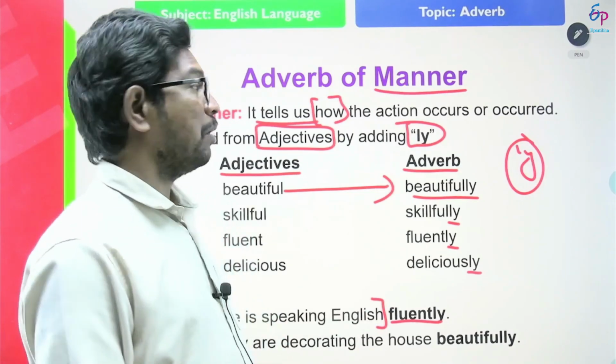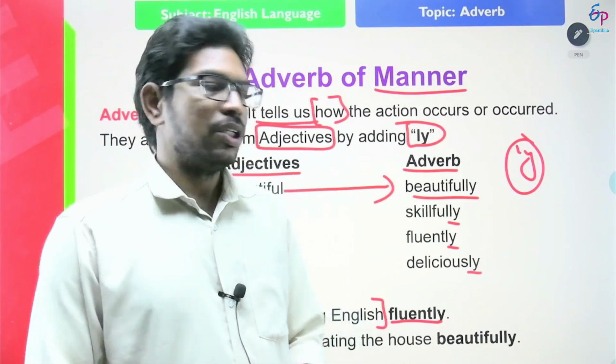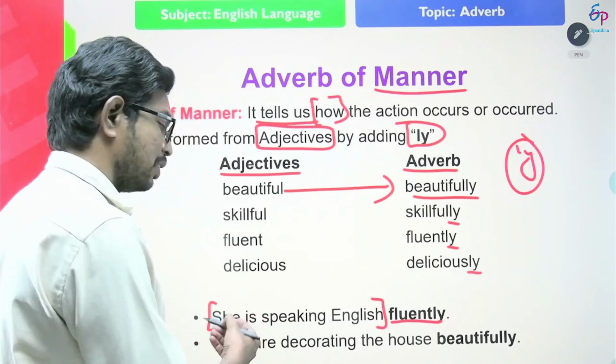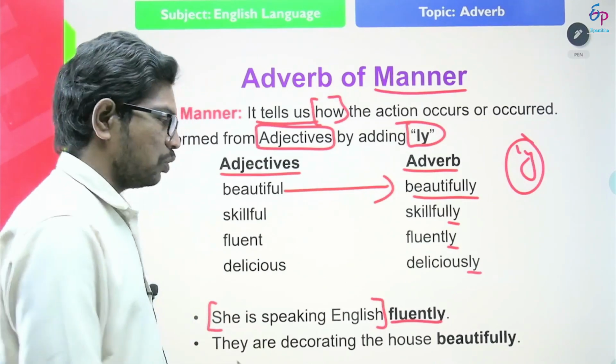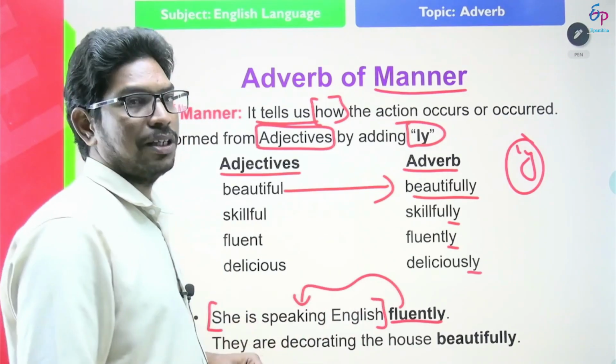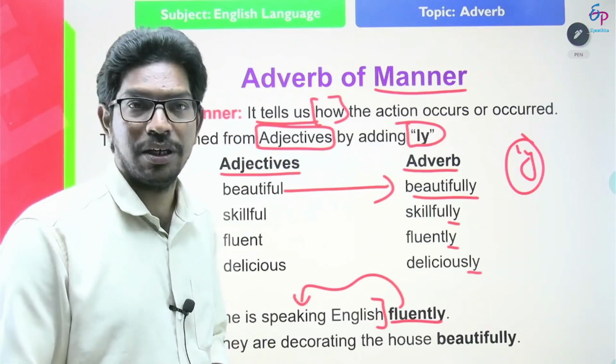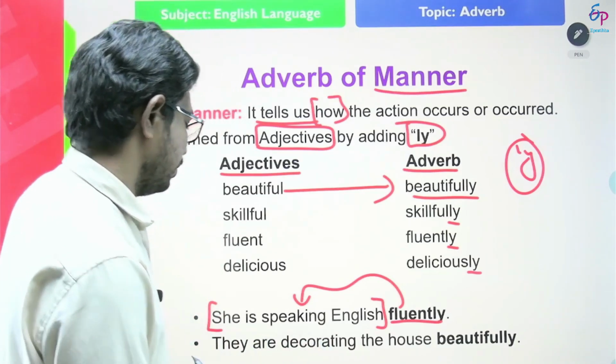What is adverb of manner? It tells us how the action occurs or occurred. How is the action going on? Fluently. So the word fluently is modifying the verb and it is showing how it is happening. So she is speaking English fluently. She speaks English fluently.